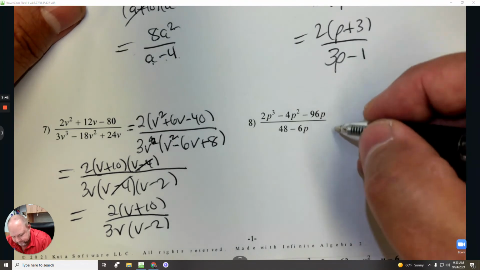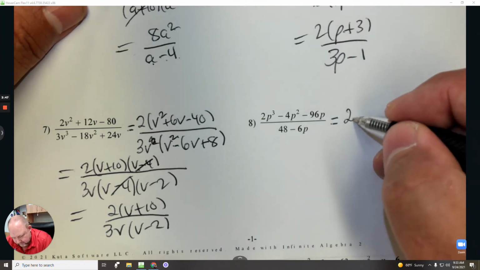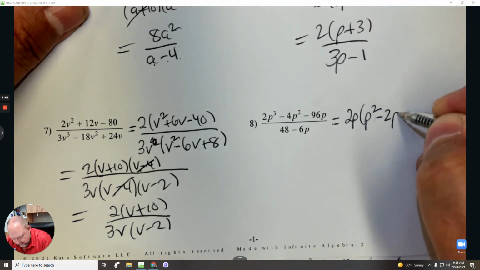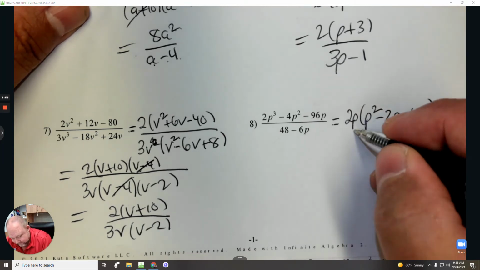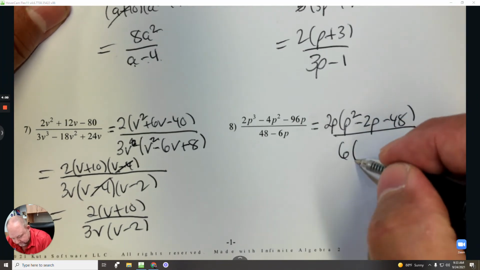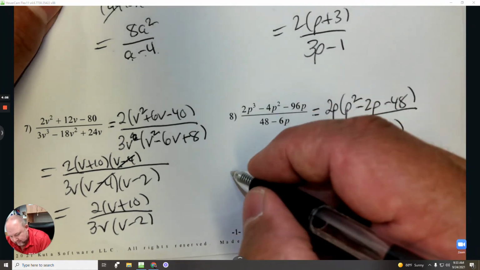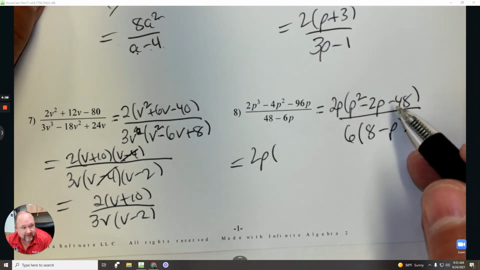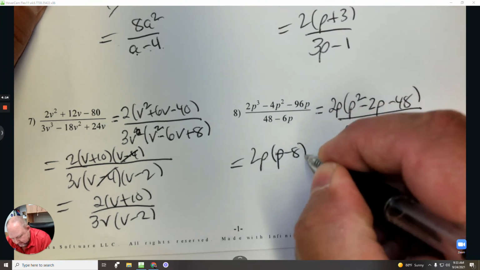Number 8, start with the greatest common factor. That's going to be 2p. That leaves me with p squared minus 2p. Half of 96 is 48. If I look at the denominator, factor out a 6. Now we're going to keep factoring the numerator. So two numbers that multiply to negative 48 and add to negative 2 are negative 8 and positive 6.